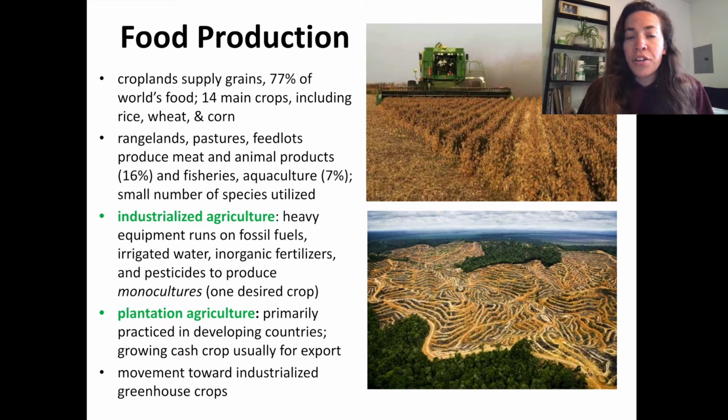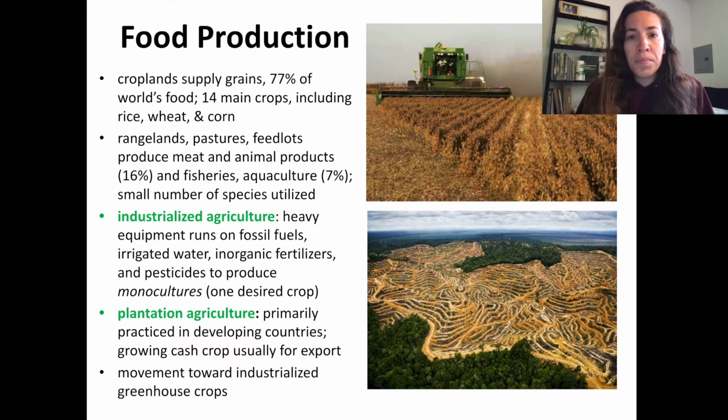The term plantation agriculture is not used very widely anymore in the United States, but is certainly used in other locations. A classic plantation example is sugarcane or bananas in tropical locations. And essentially they're growing a cash crop in their country, but they're going to export the majority of that crop that is grown.